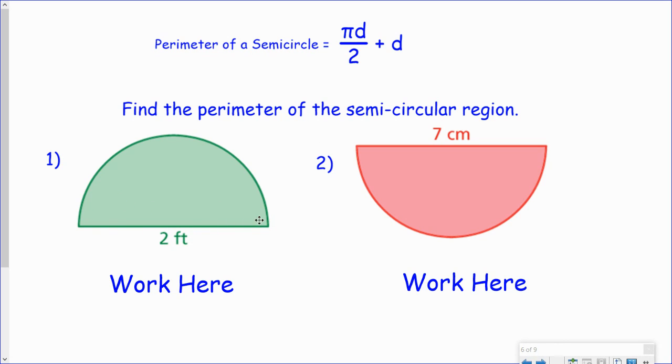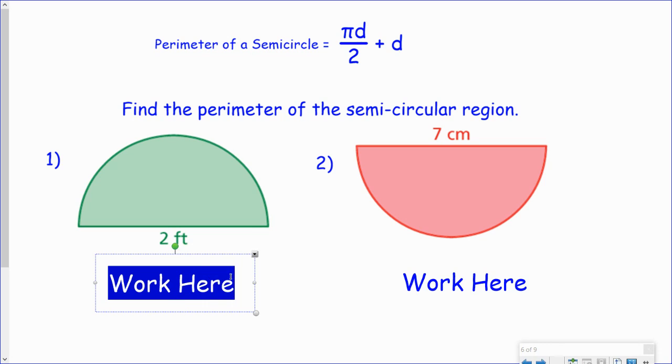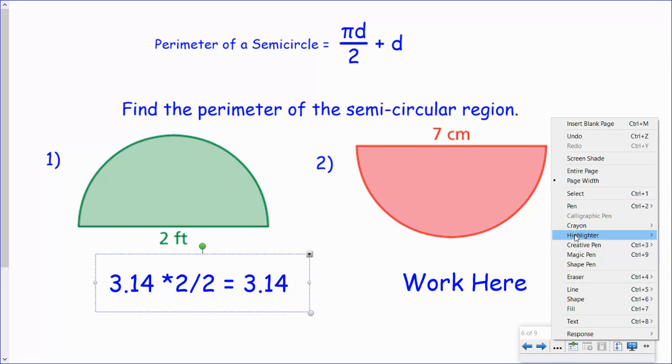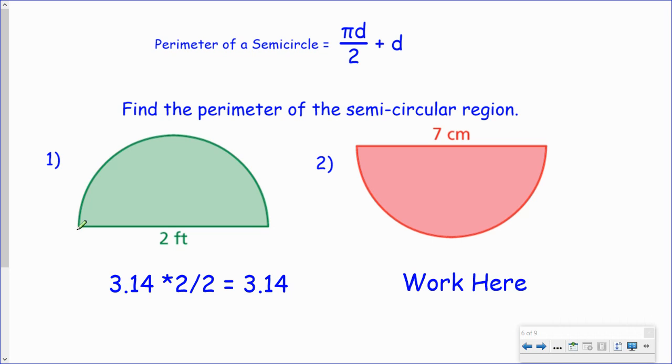So if you want to draw a semicircle, that would be a diameter of 2 feet if it were a full circle. And what we're going to do is start with pi times diameter and then divide it by 2. So numerically, that would be 3.14 times 2, and then divide it by 2, which comes out to 3.14. So that right there, as I said before, is your arc. That is the curved part right here.